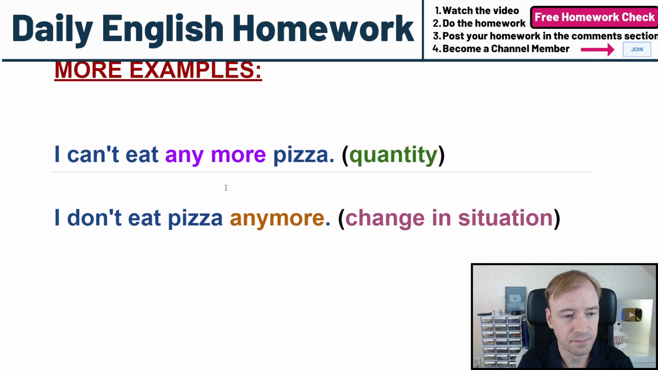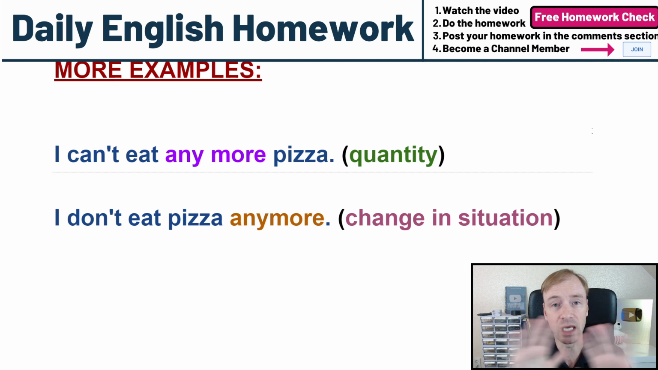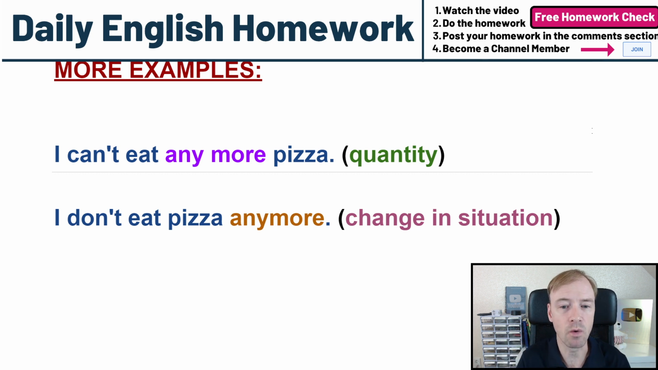Let's look at these two. Now, if I use the expression, I can't eat any more pizza. It's talking about quantity. I see any more as two words. So I'm eating an amount of pizza, one slice of pizza, two slices of pizza. I'm full. I cannot have more. I cannot eat any more. No more amount or quantity for me. I'm finished. So that's about quantity.